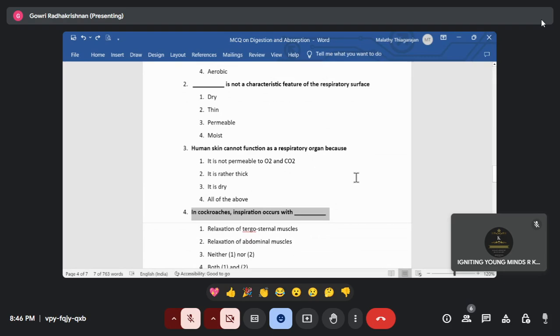Dash is not a characteristic feature of a respiratory surface. Generally, the respiratory surface has to be moist, soft, thin, with lots of space. It has to be like that to be able to respire. So, thin, permeable, moist are all other options. Which is the option which does not suit this description? Dry. So, dry is not a characteristic feature of the respiratory surface, is the right answer for this question.